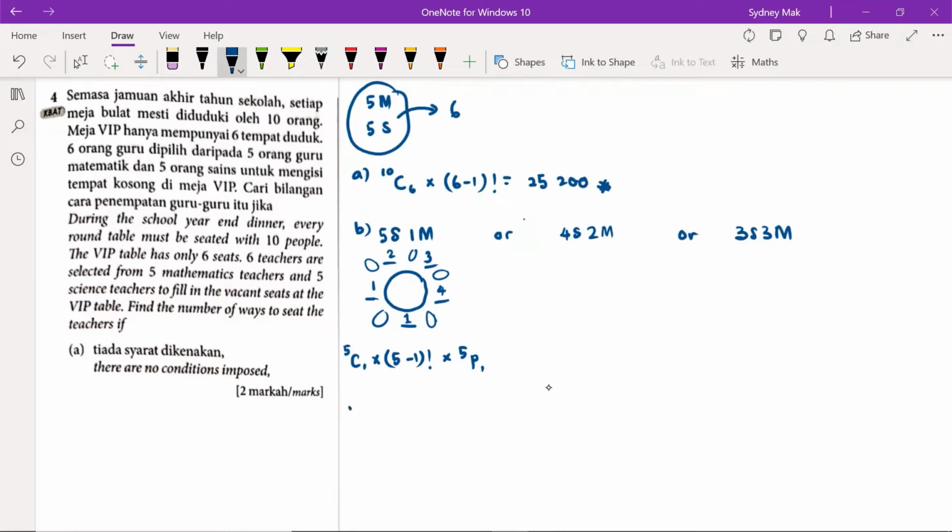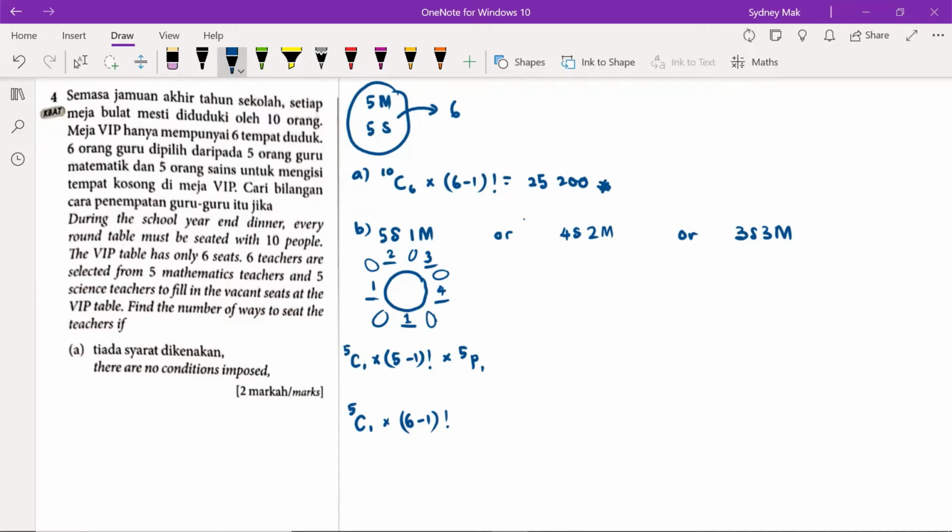Or we can also take 5 maths teachers, we choose 1, and then the 1 maths teacher joins with the 5 science teachers. So we have 6 of them. So 6 minus 1 factorial, because there is only 1 maths teacher. The maths teacher will never sit with another maths teacher. So we just put them together with the 5 science teachers to permute around the table. So both will give us the same answer.